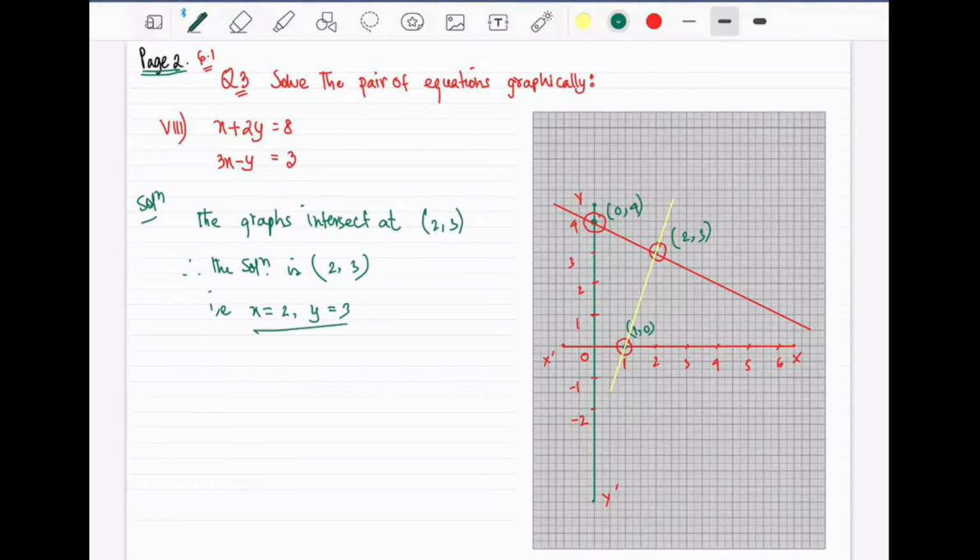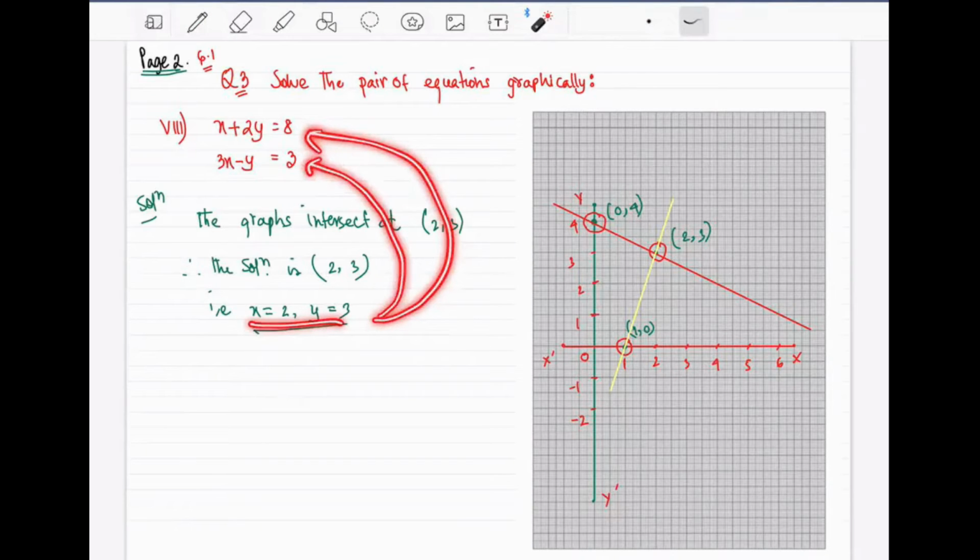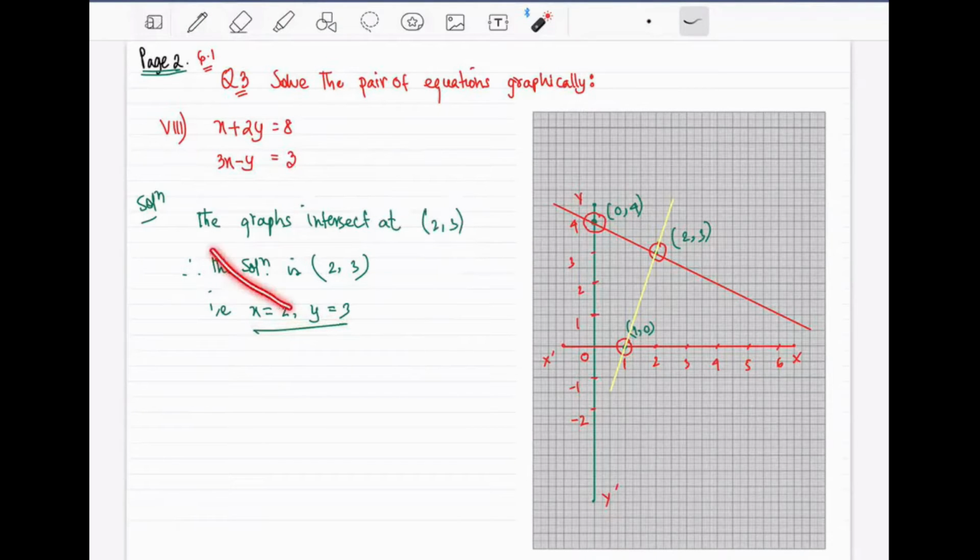Try putting in this value in the first equation and the second equation also. Look here, if I put 2 here, 2 plus 2 into, instead of y, if I put 3, what do we get? We get 2 plus 6, which is equal to 8. That is equal to the right hand side, right? And what about here? Instead of x we put 2, and instead of y we put 3. We get 6 minus 3, which is 3, which is equal to the right hand side. This value of x and y satisfies both equations.